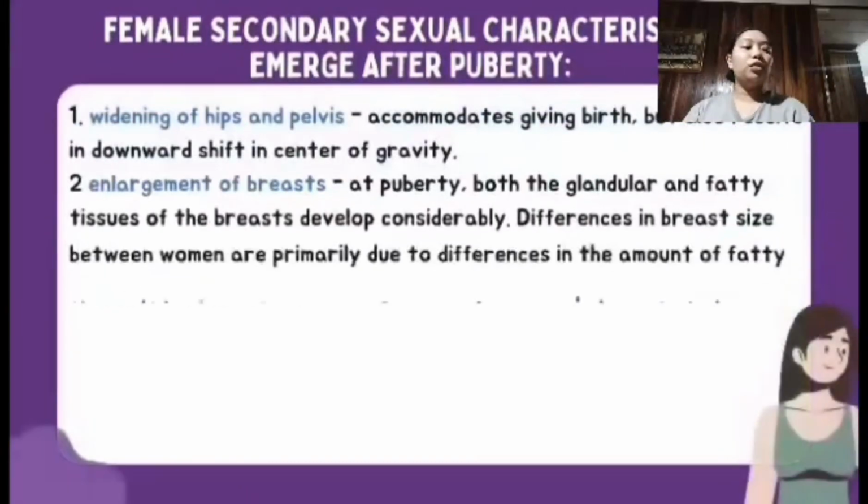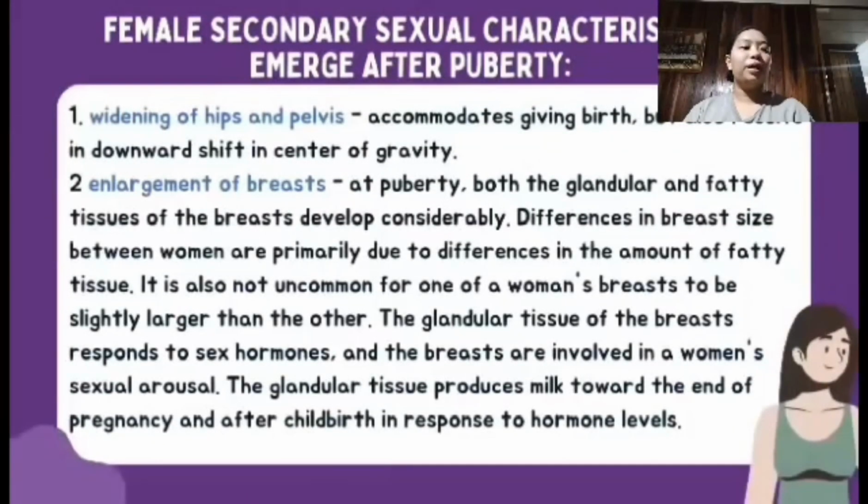Female secondary sexual characteristics emerge after puberty. Number 1, widening of hips and pelvis. Yung wide ang hips daw. Accommodates giving birth but also results in downward shift in center of gravity. Kasagarang sa kanang mga anak magdako ang hips.